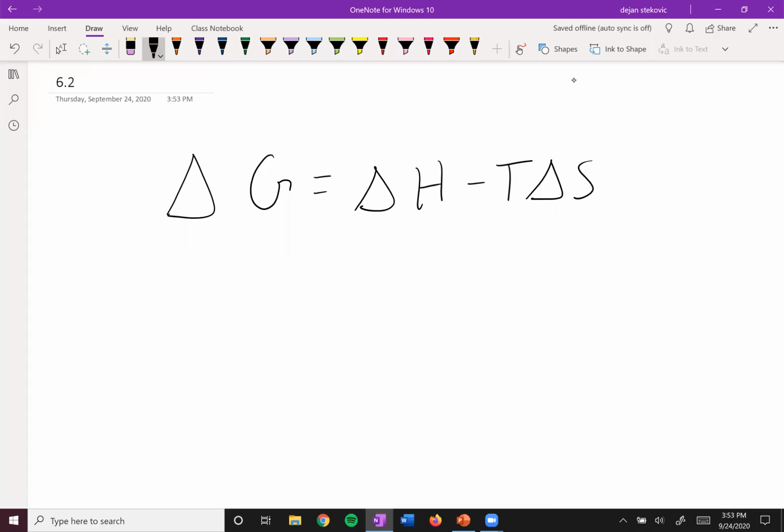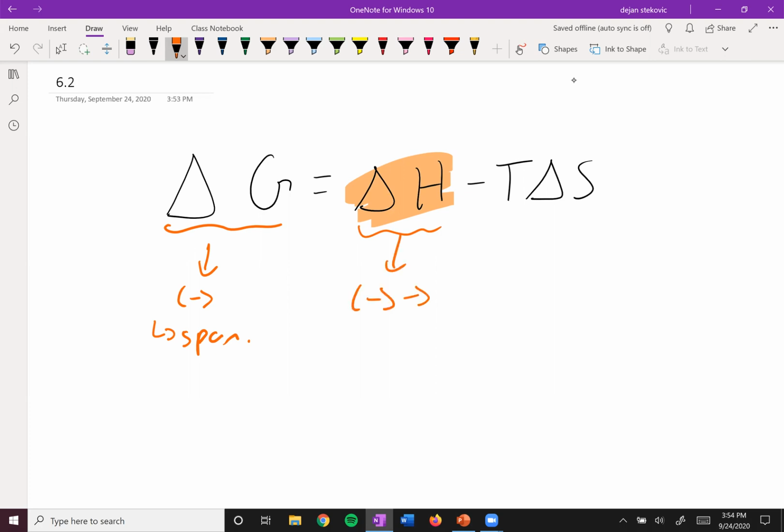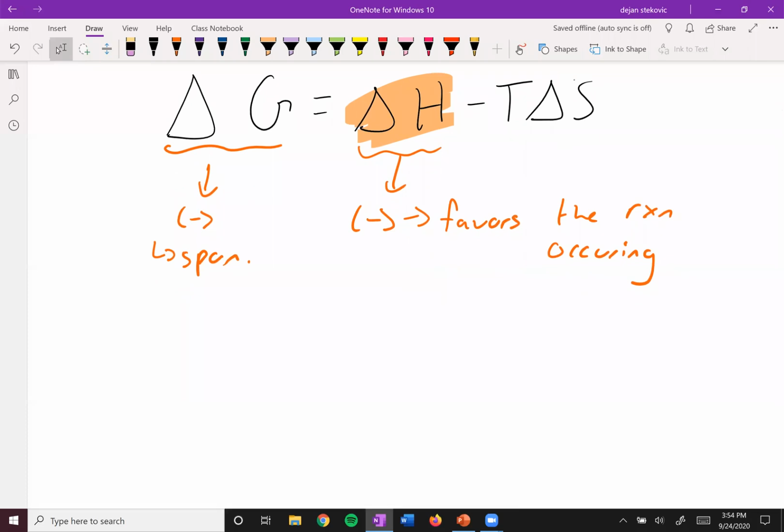All right, so we've got our overall equation, delta G equals delta H minus T delta S. And remember, we said that this needs to be negative for this reaction to occur. And so if we think about what the value of delta H needs to be to promote this, well, if we wanted delta G to be negative, we also want delta H to be negative, right? So if delta H is negative, it favors the reaction occurring. And remember, a negative delta H will be an exothermic reaction, right?